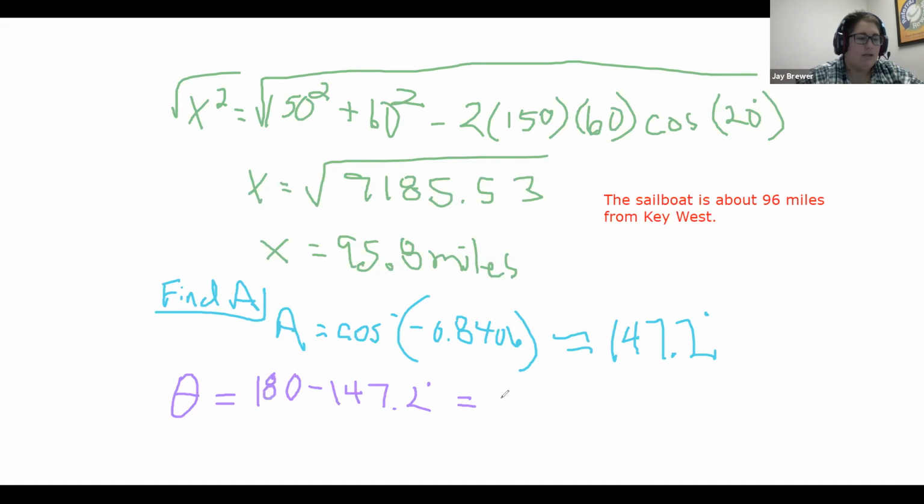So then you're going to end up with a theta of 32.8 degrees. And that is the angle that's going to write your course.